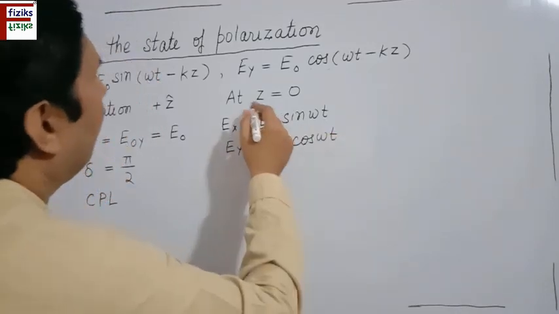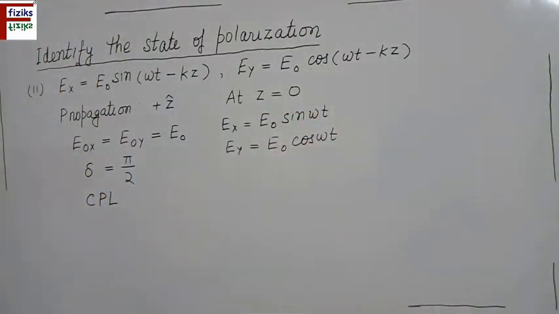The first question that arises is why we are substituting z equal to 0. We are substituting z equal to 0 because we are trying to find out the state of polarization at z equal to 0.